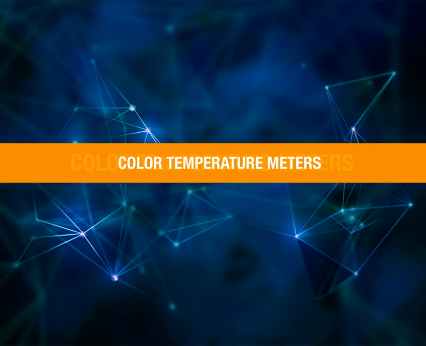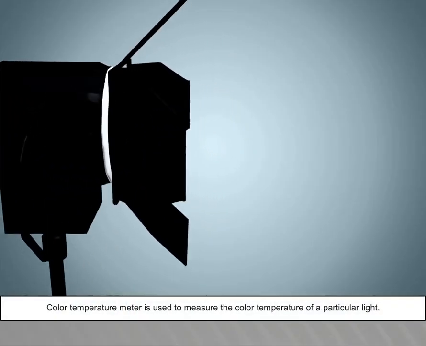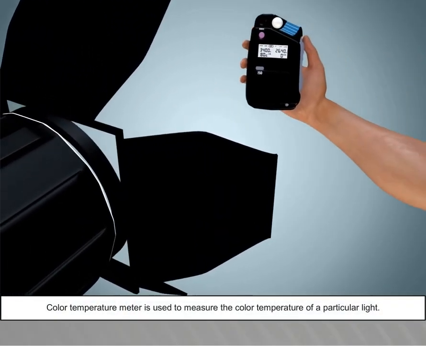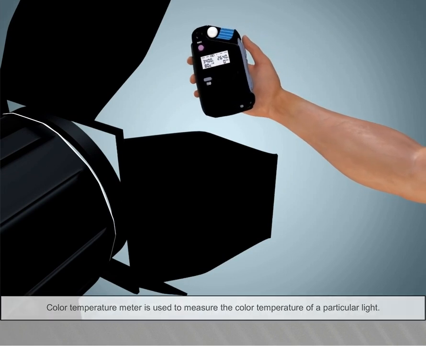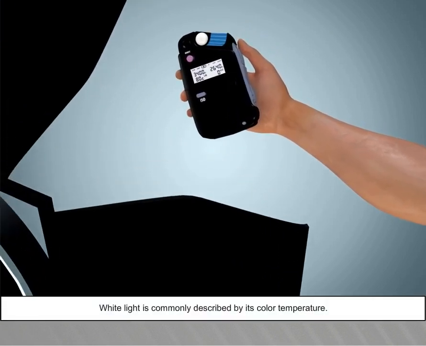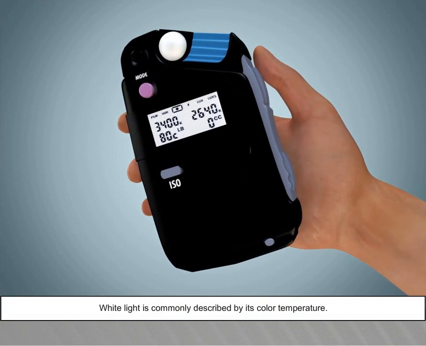Color temperature meters. In this video, we are going to see about color temperature meters. A color temperature meter is used to measure the color temperature of a particular light. White light is commonly described by its color temperature.